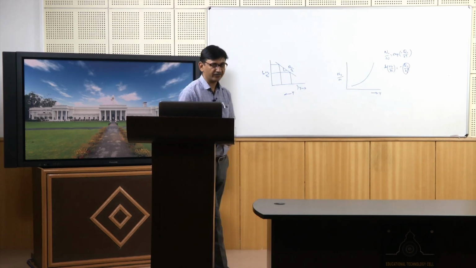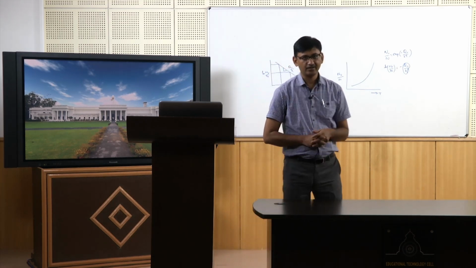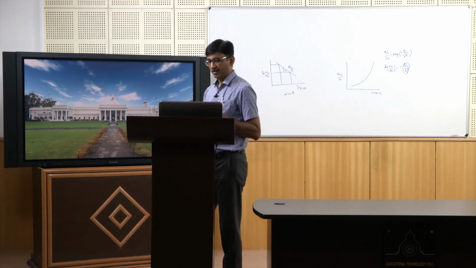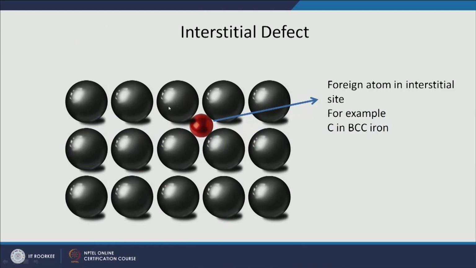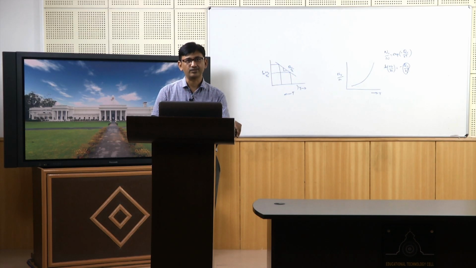Then another type of point defect is called the interstitial defect, in which case an atom comes and occupies an interstitial position. Interstitial means in between these 4 lattice points, which have atoms on them, there is still some gap available for a very small atom to go and sit there. So, this site is called an interstitial site, and a small atom can go and sit there. For example, in BCC iron, carbon is an interstitial atom, a very small atom that goes and sits in the interstitial position.